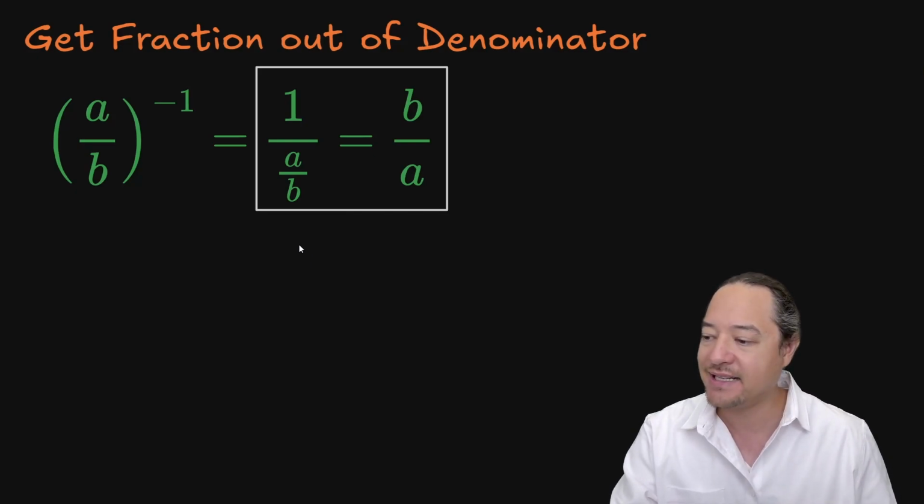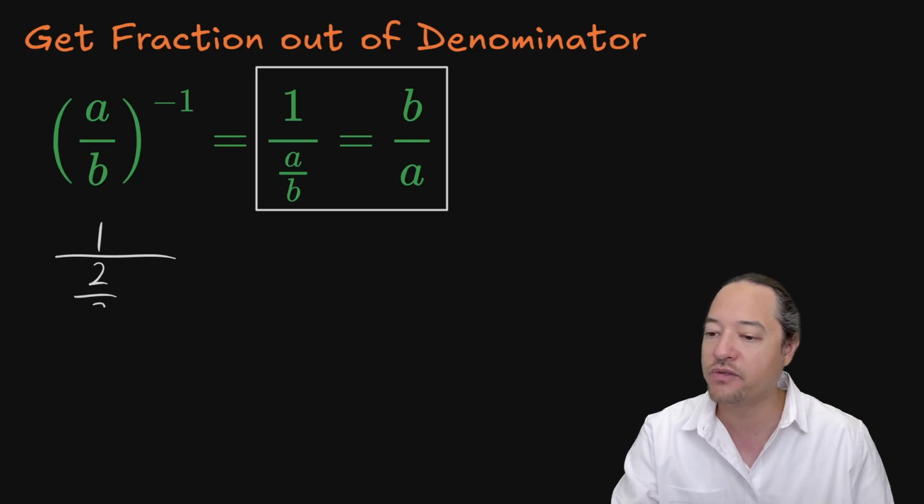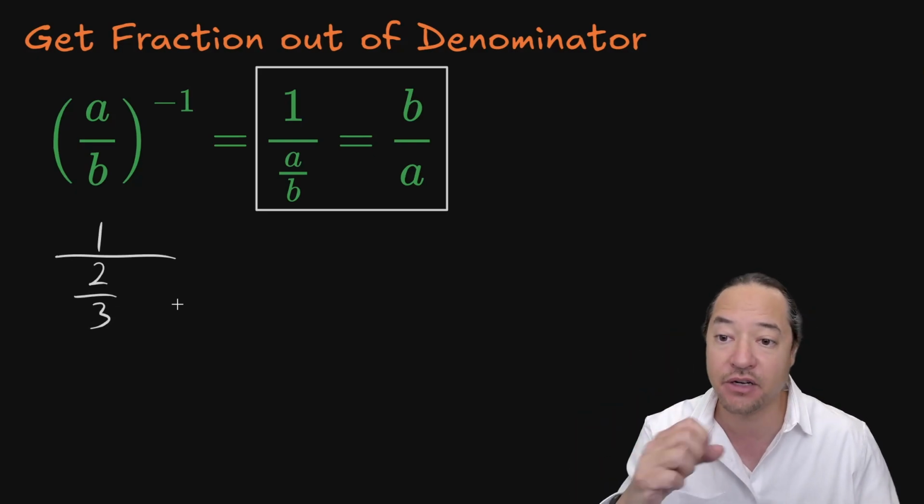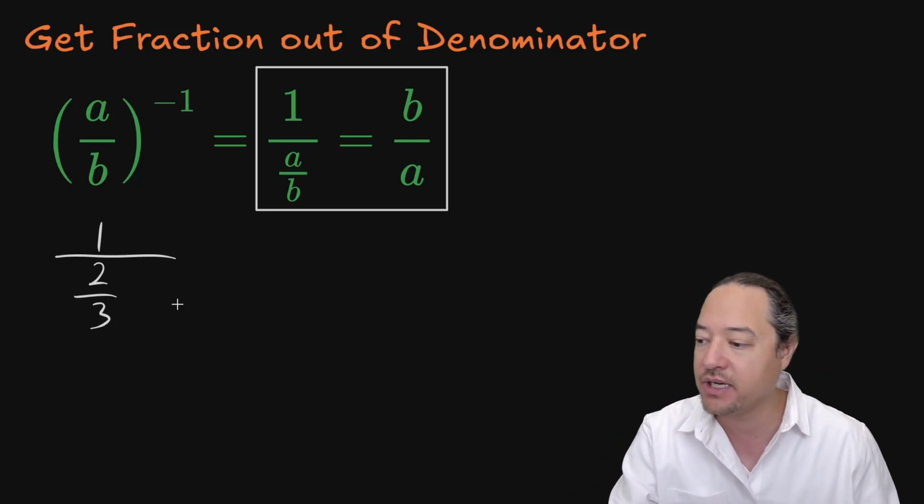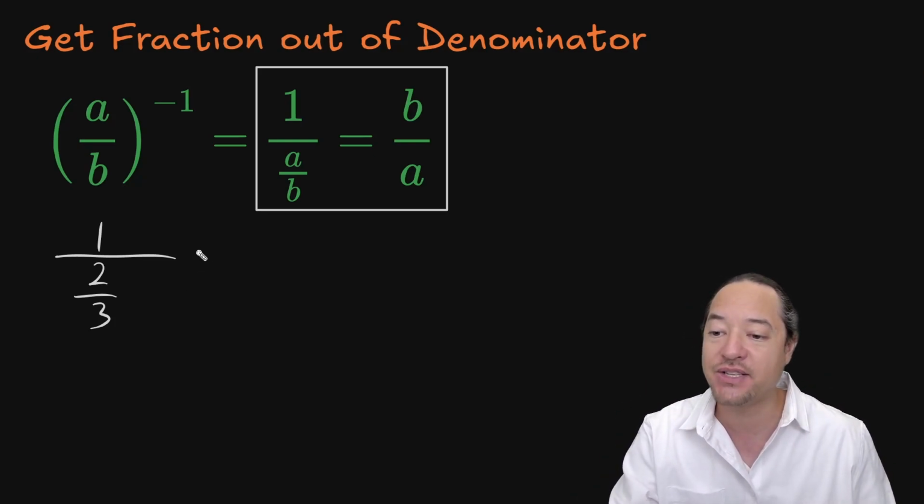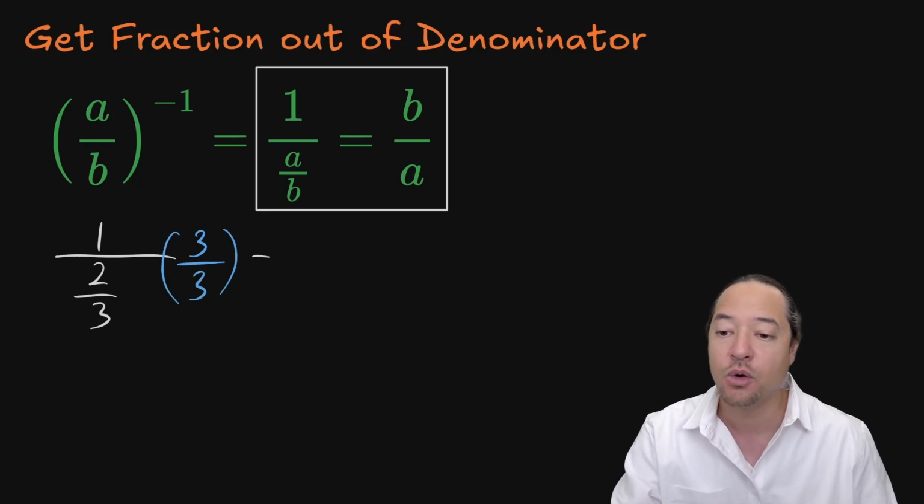So let's look at an example. What if I have some fraction here, 1 over 2/3, right? And I want to get this 2/3 out of the denominator of the bigger fraction. How can I do this? Well, what we did before was we would multiply by some number 1, right? And we represented that 1 as a fraction. In this case, we could do 3 over 3.